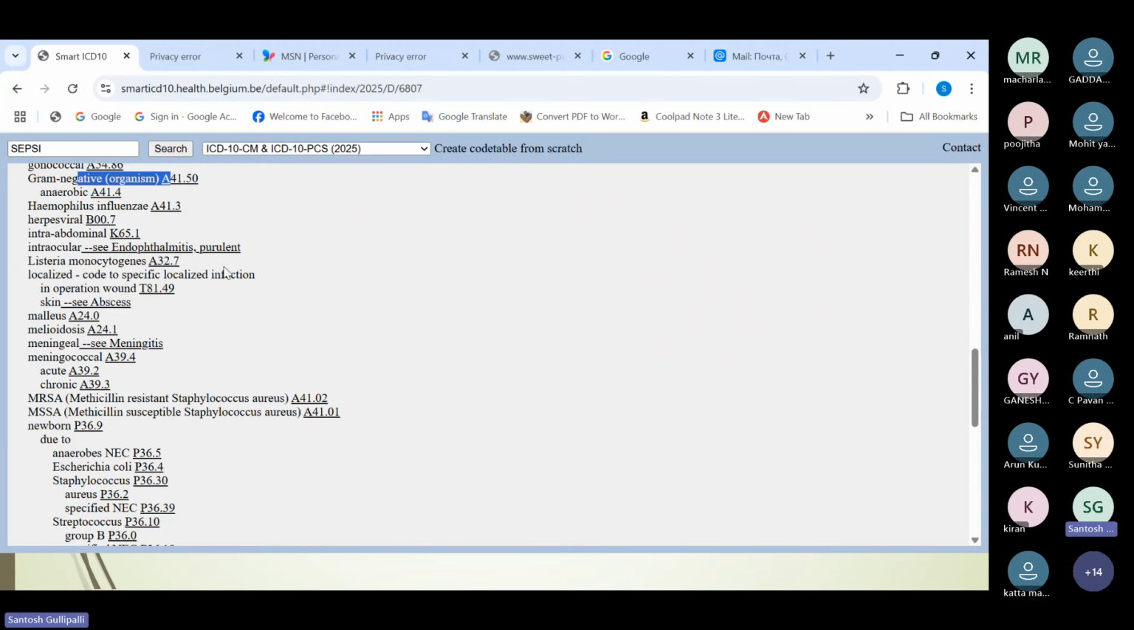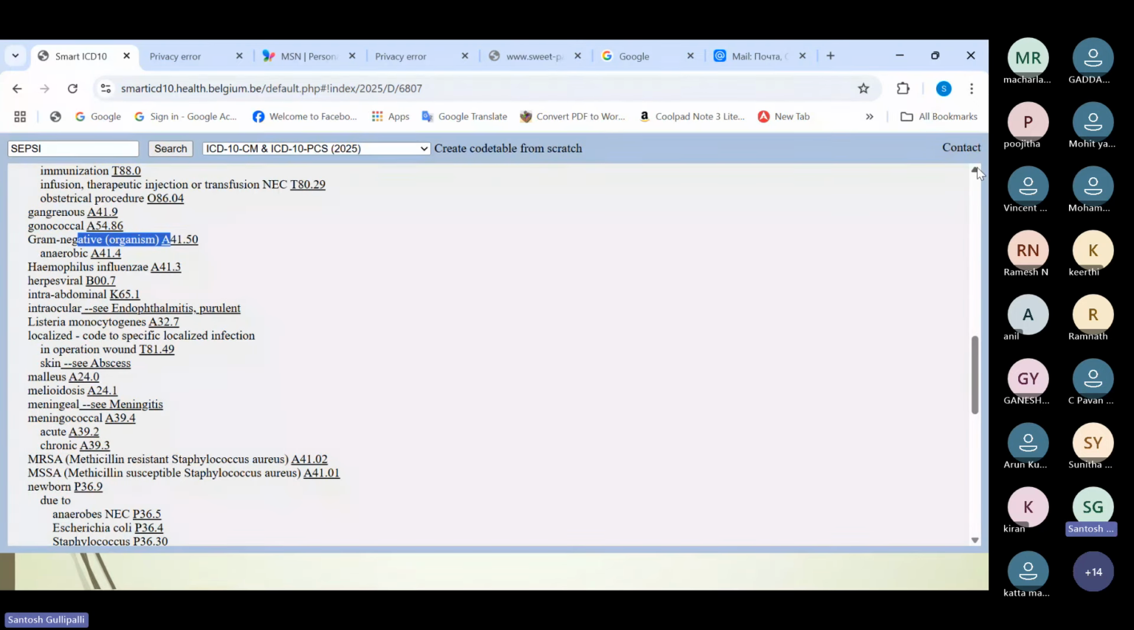So the physician documented gram positive sepsis. Is any code available for gram positive sepsis? No, sir. For gram negative sepsis, one code is there. E. coli sepsis, one code is there. MRSA sepsis, one code is there. MSSA sepsis, one code is there. But for gram positive sepsis, there is no specific code. So that time you can consider it as other specified sepsis.